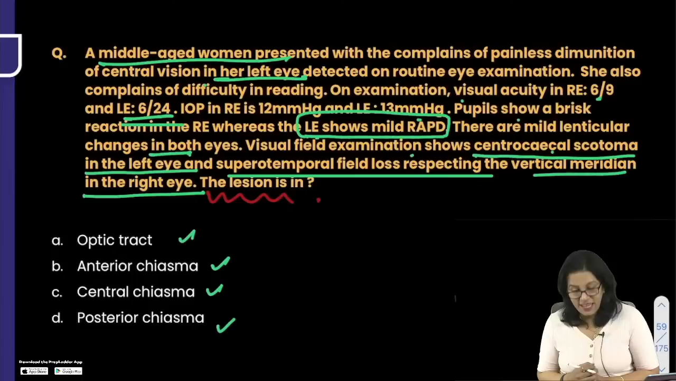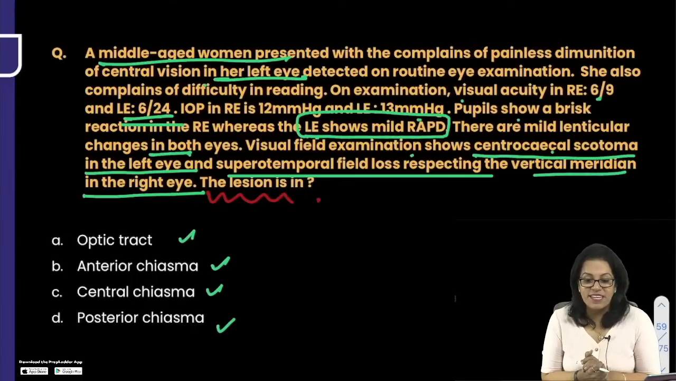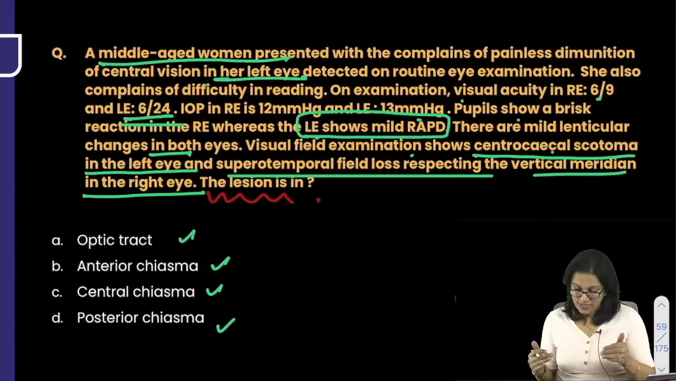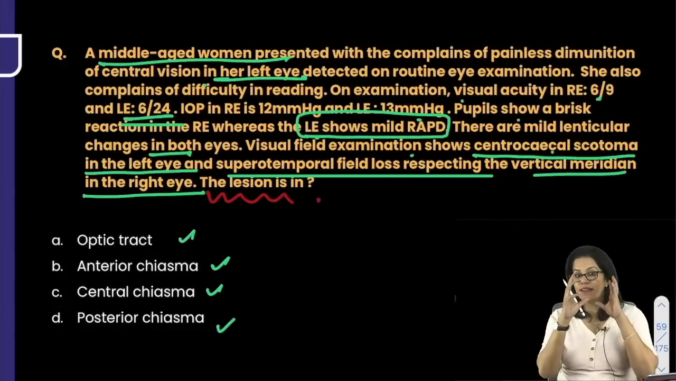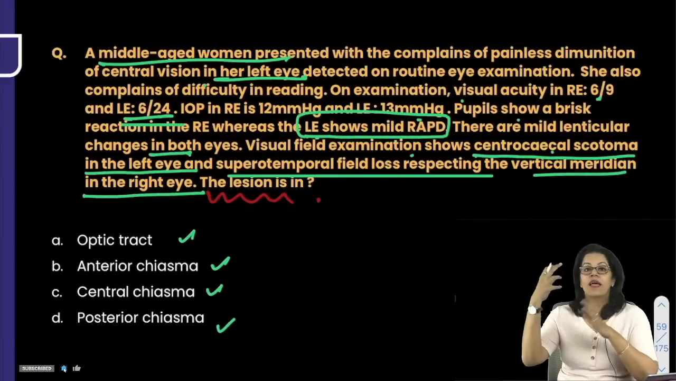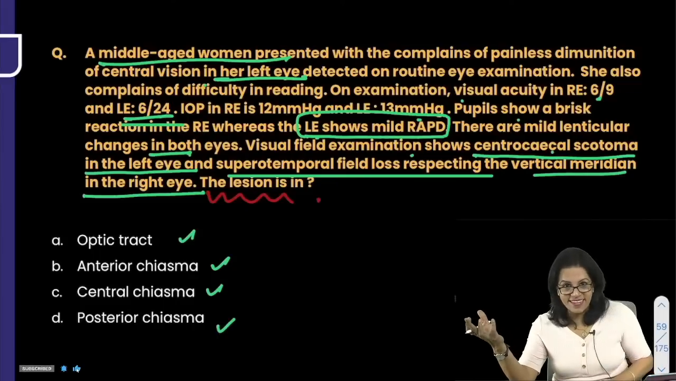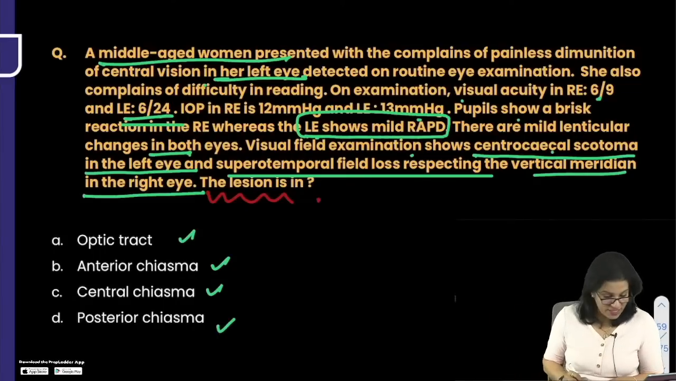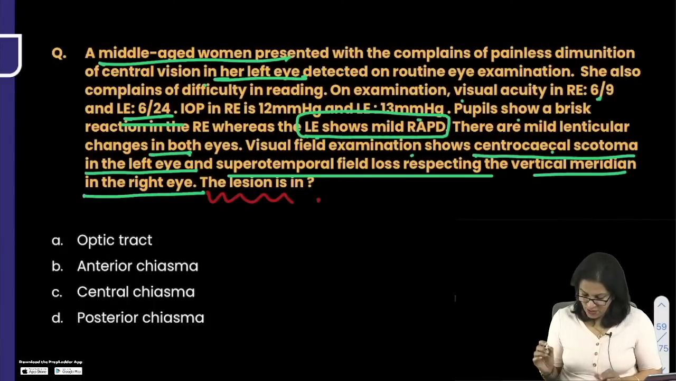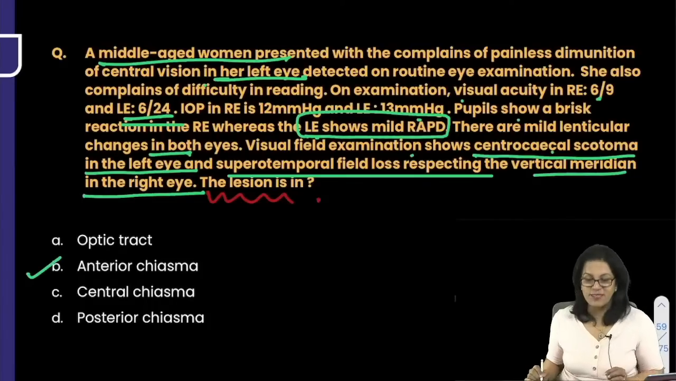So now tell me, where is the lesion? I think everybody now knows the answer. So how do you answer this? Centrocecal scotoma in one eye means the optic nerve of that side is involved. That's why you are getting an RAPD on the left side. And superotemporal quadrantanopia in the right eye. What is the answer, all of you? I'll wait for the answer. Try to give the answer here. No, not A. We are talking about a chiasmal lesion, isn't it? So our answer is anterior chiasma.